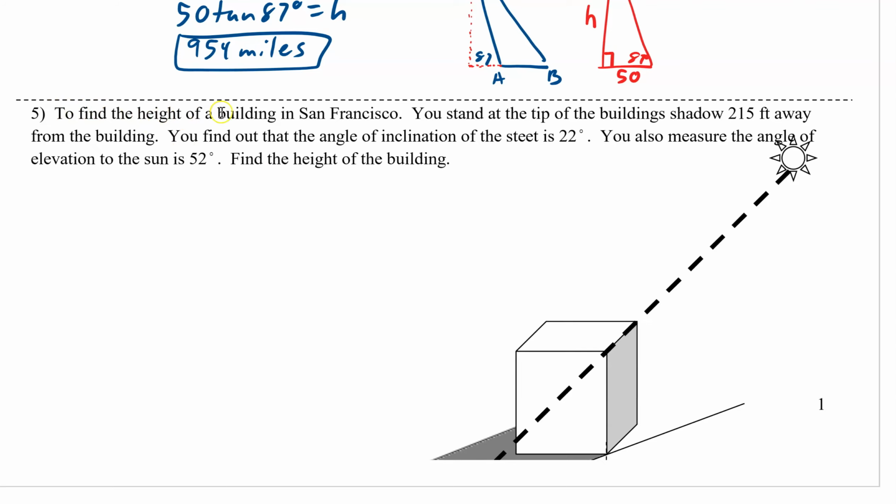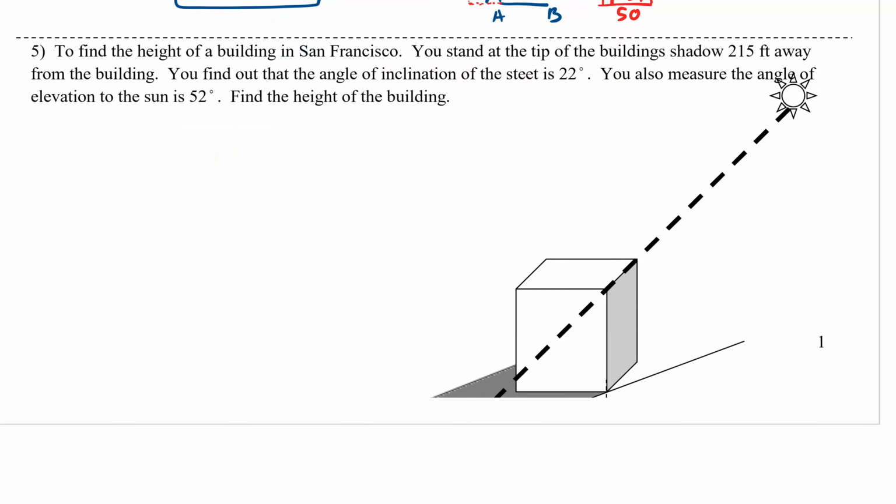So to find the height of the building in San Francisco, this guy right here, you stand at the tip of the building's shadow, 215 feet away from the building, and find that the angle of inclination of the street is 22 degrees. You also measure the angle of elevation of the sun is 52 degrees. Find the height of the building.